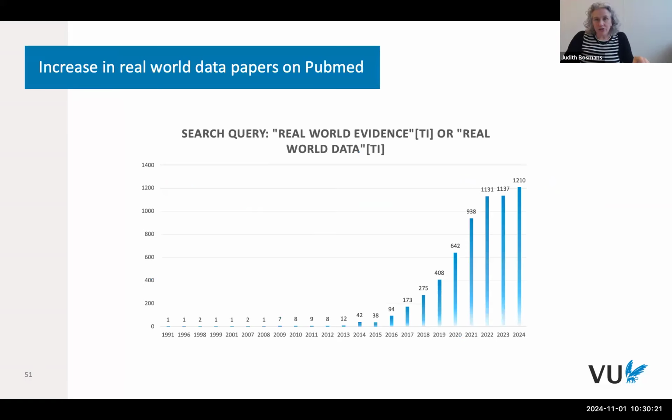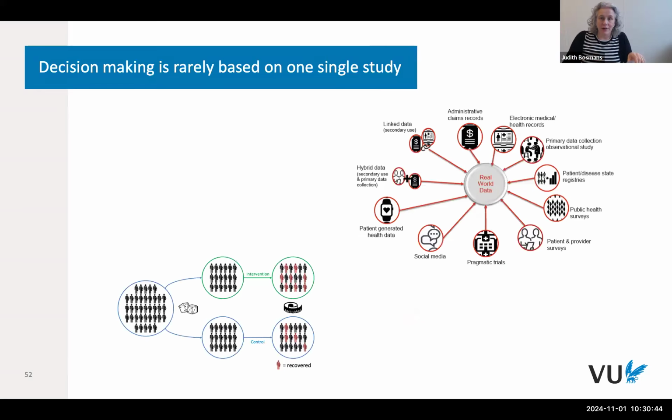Okay, so then some conclusions. If you look in PubMed, there's a huge increase in real-world data papers. So I did a quick search yesterday evening, real world evidence or real world data in the title of the paper. And then you can see that there's a really steep increase in papers over the last years.